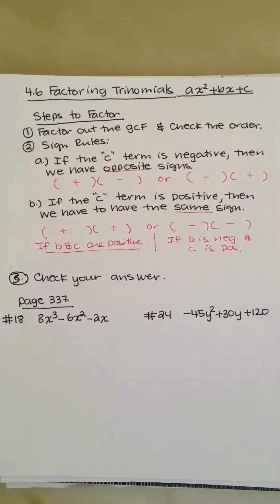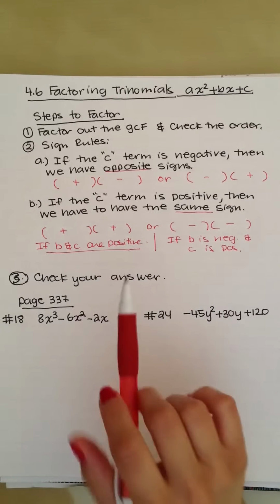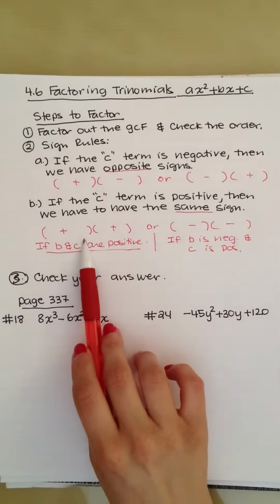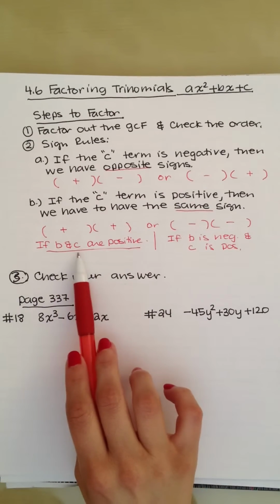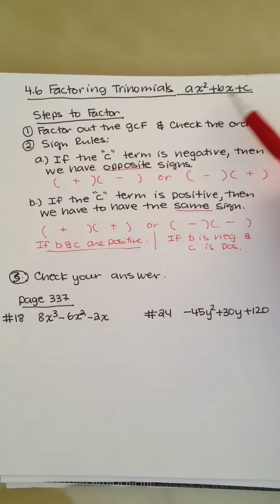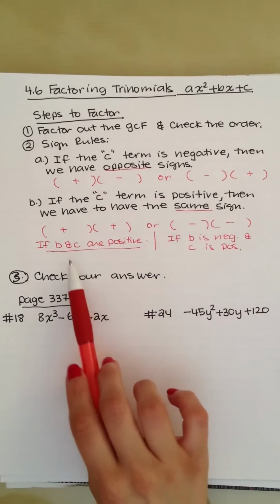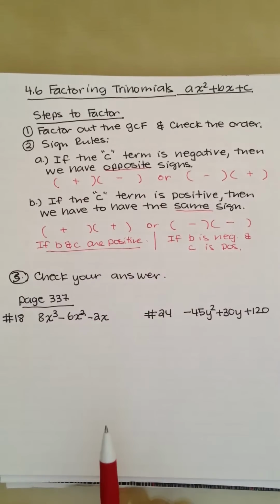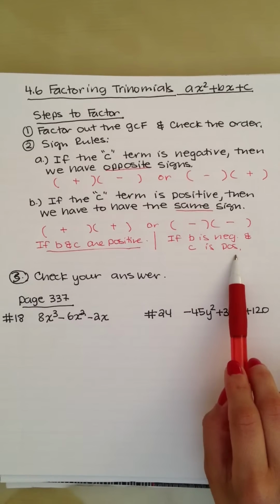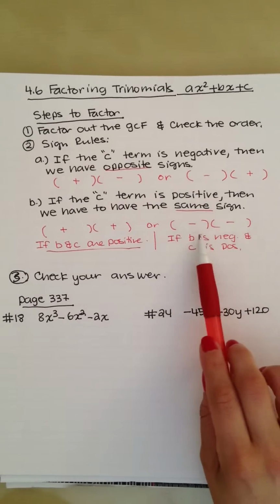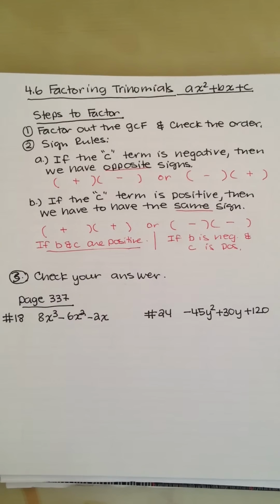So how do we know when we have both positive or both negative? Well, look at the B term. Both positive means that B and C are positive. So if B and C are positive, then we have pluses here. If your B is negative and C is positive, so if your B is negative, then we have two negative signs. So these are good rules to remember and memorize because they will help you when you get to your factoring.